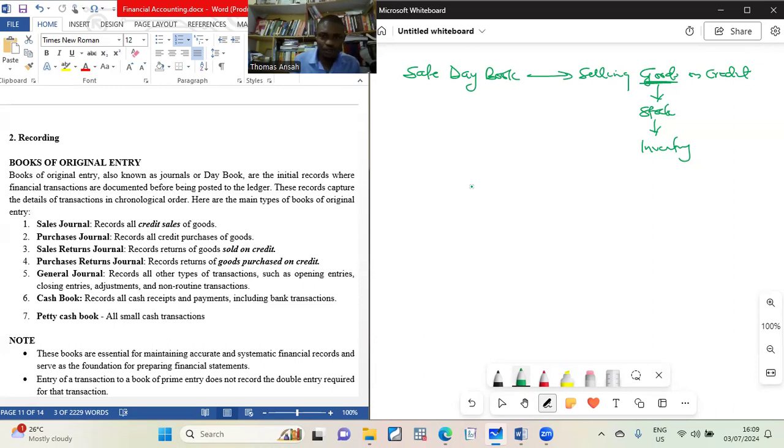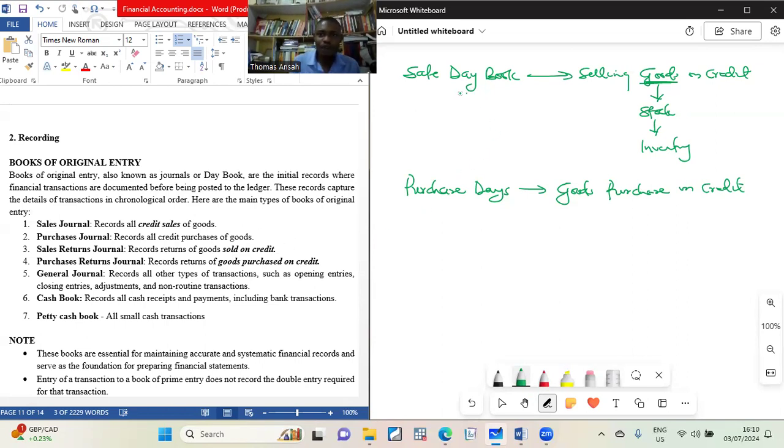Then we have the purchases. Just as there are sales, the opposite of sales is purchases. So the purchases daybook records what? The purchases of goods on credit. Understand that. The focus is on goods, or inventory, or stock. So here we are talking about goods purchased on credit. What if they purchase goods but it is not on credit? Then don't put it in the purchases journal. It will go to another journal. We will get to that.